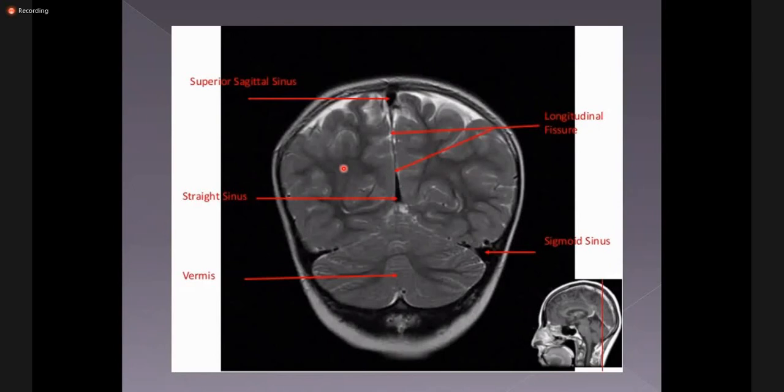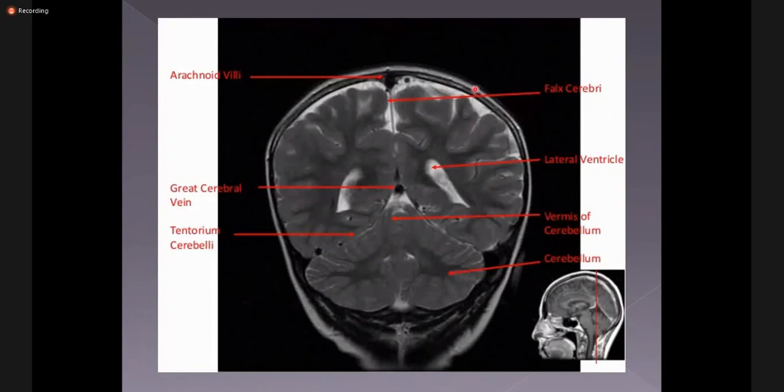These are the coronal images of the brain, and this is a T2-weighted image. We are going from behind to anteriorly, and the body marker is given, so we are at this level. This is the cerebellum, sigmoid sinuses, and this is the interhemispheric fissure, superior sagittal sinus. And these are the parietal lobes posteriorly.